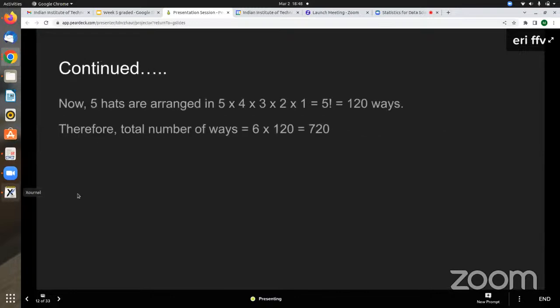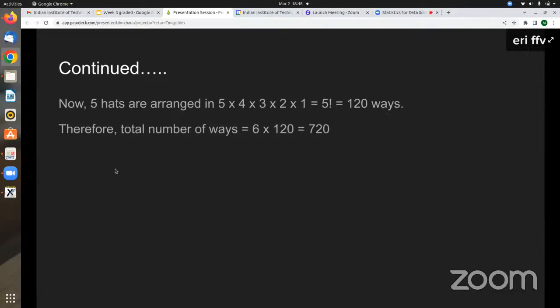The next step is, now you have 5 different hats. So what will you do? These 5 hats will go to the selected 5 persons. So how many ways are there? The first person has 5 choices. He can have either hat 1, hat 2, hat 3, hat 4, or hat 5. Once the first person gets one hat, the second person will have 4 choices left, the third person will have 3 choices left, the fourth person will have 2 choices left, like that. So it will be 5 factorial ways.